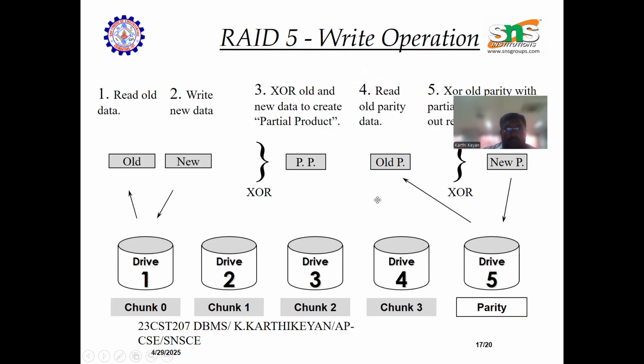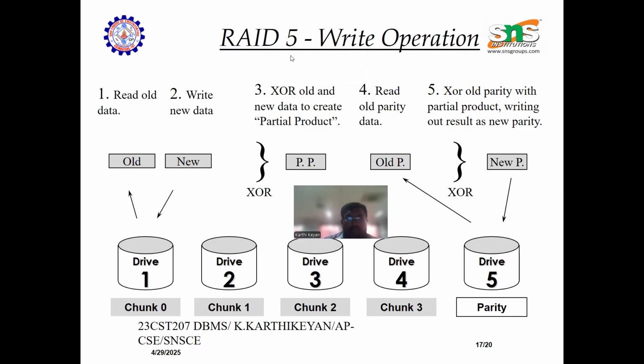Now the parity bit in a RAID 5 write operation. First, you read the old data and write the new data. XOR the old and new data to create a partial product. Read the old parity data, XOR the old parity with the partial product, and write out the result as the new parity. So disk 1 holds old and new data, XOR old and new, then the third step, the fourth step you can read, and the fifth is XOR the old parity with the partial product, writing out the result as the new parity bit.